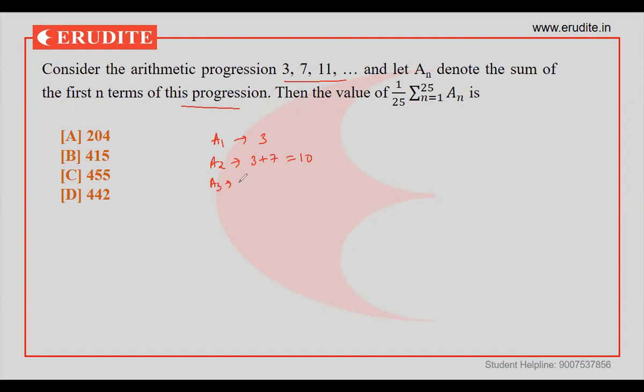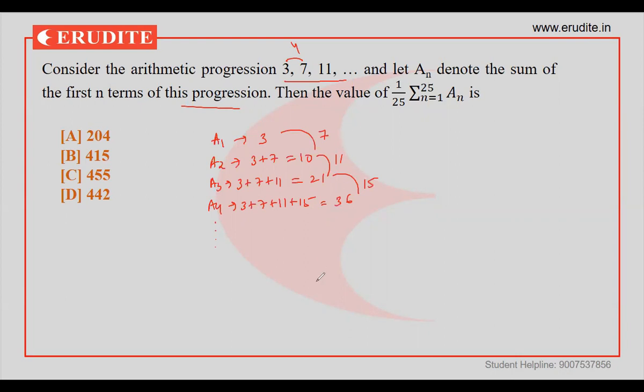A3 will be how much, guys? 3 plus 7 plus 11, that is 21. A4 will be how much? 3 plus 7 plus 11 plus 15, because there is a difference of 4. So it is 36, and so on. So guys, here the differences are 7, 11, 15 and so on. So these are in an AP.